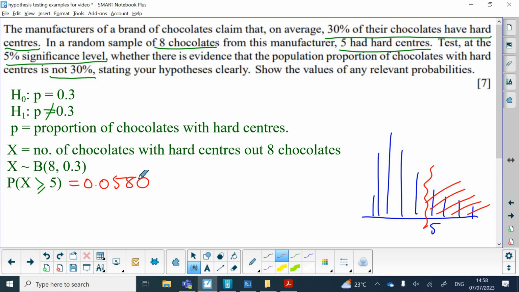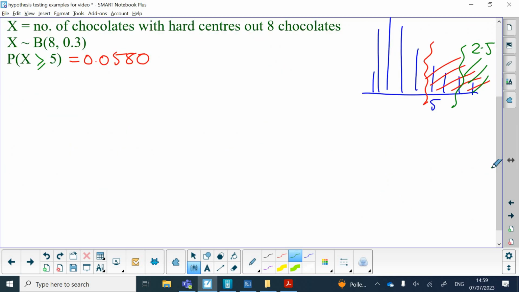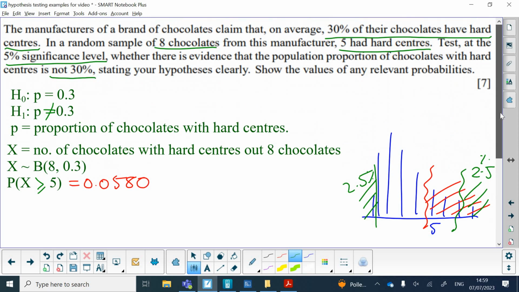I want to compare that with my significance level. Now, for a one-tailed test, we just stick with the 5% there. But for a two-tailed test, we have to split our 5% significance between 2.5% on one side and 2.5% on the other side, because we're interested in things being different from 0.3, not specifically either greater than or less than. So I'm going to write down 0.025 to compare my greater than or equal to with just the right-hand tail.